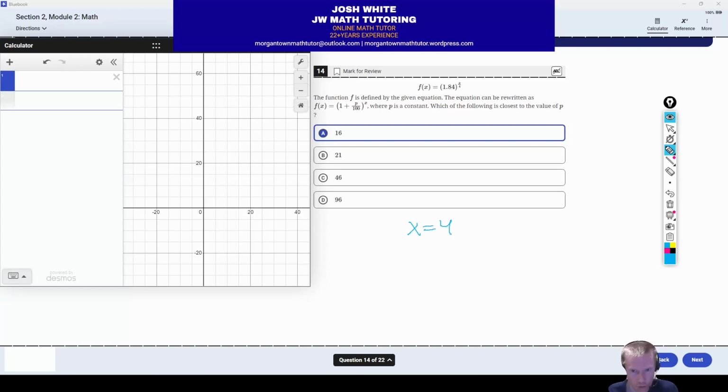I'm going to let x equal 4. So the original function is 1.84 to the 4th. Sorry, not to the 4th, excuse me. I chose 4 because it becomes 1.84 just to the 1st. Now, I'm going to go through my answer choices and plug them into 1 plus the answer choice over 100 to the 4th. And I'm going to see which of those equals 1.84, or is closest to it, really.